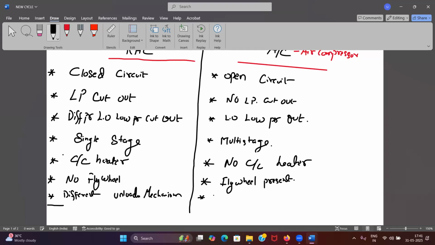And here the operation of unloader is different. Sir, in air compressor, each unit has individual connections for oil lubrication, but RSC doesn't have.